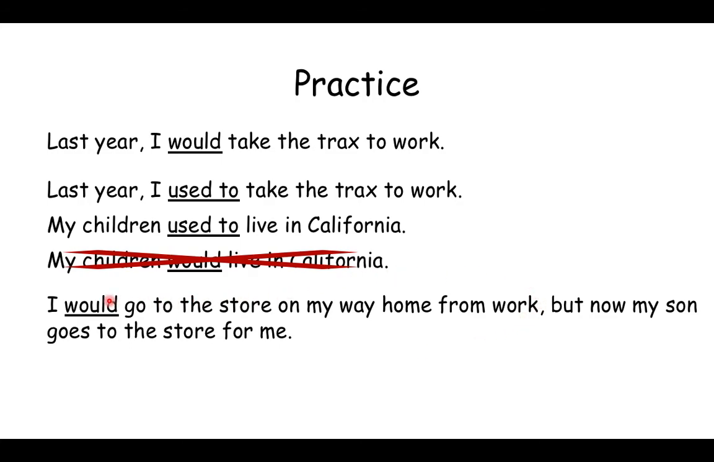So this part of the sentence right here is saying that whatever is happening, which is me going to the store on my way home from work, is something in the past that I did a lot. But now my son goes to the store for me. So this part of the sentence is saying, but right now in the present, my son goes to the store for me. So instead of me going to the store all the time, it's my son that does it.